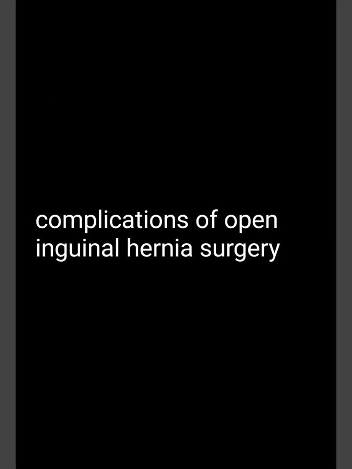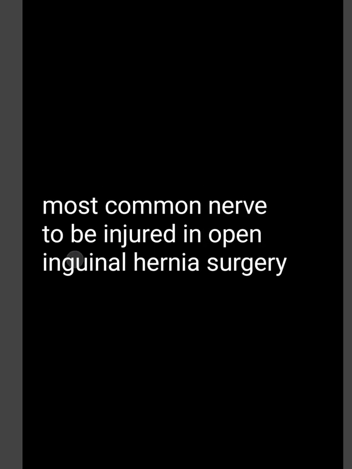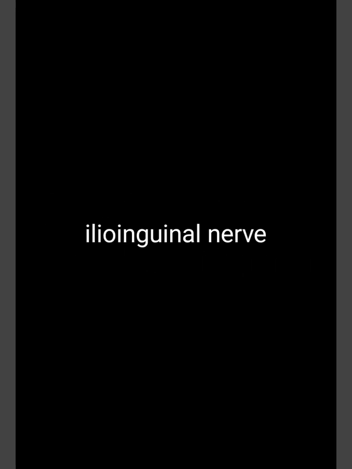Complications of open inguinal hernia surgery. Hemorrhage, injury to vas cord structure. Nerve injury, entrapment, chronic inguinal pain, recurrence, wound infection. Most common nerve to be injured in open inguinal hernia surgery. Ilioinguinal nerve.